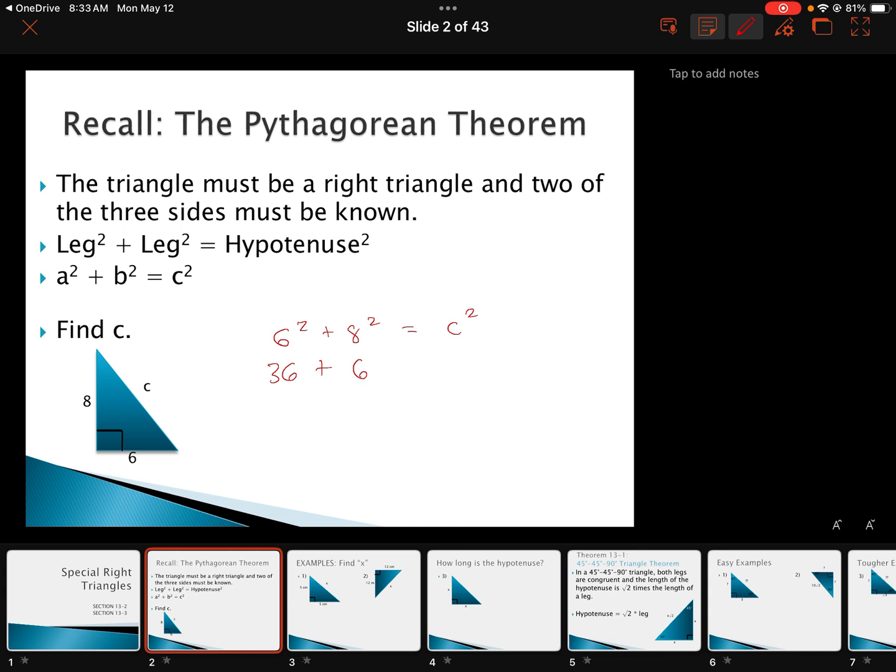So for example, we know 6 squared and 8 squared. We don't know c squared right now. But if we add 36 and 64, we get 100. We want to unsquare that c, so you have to unsquare the other side. Square root of 100 is just 10. Now it could also be negative 10, but since we're talking about the length of a side of a triangle, it's got to be positive. That's how your Pythagorean theorem works.